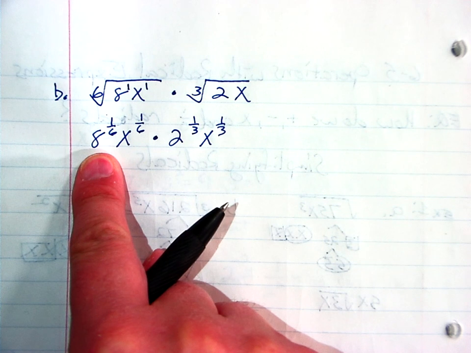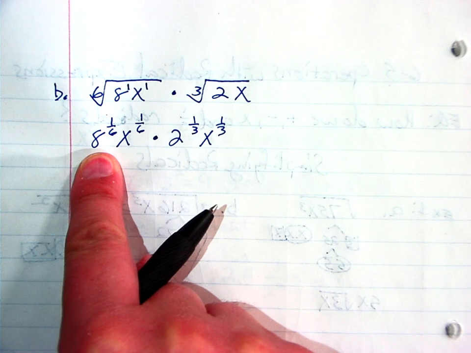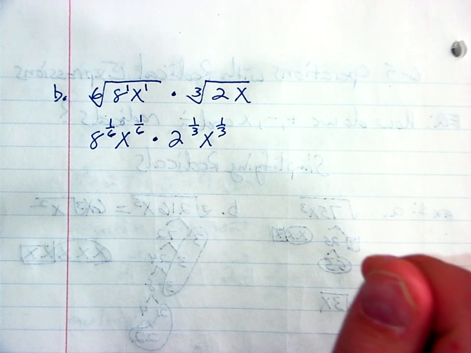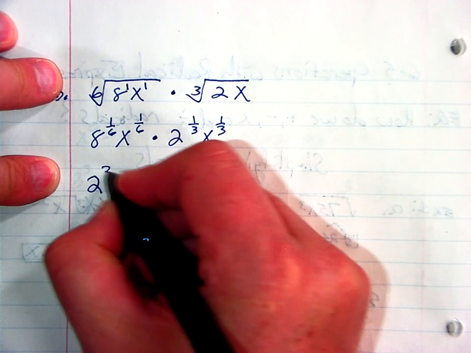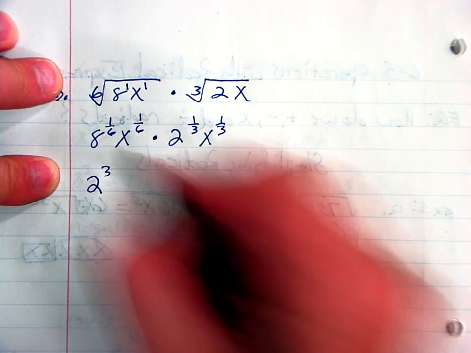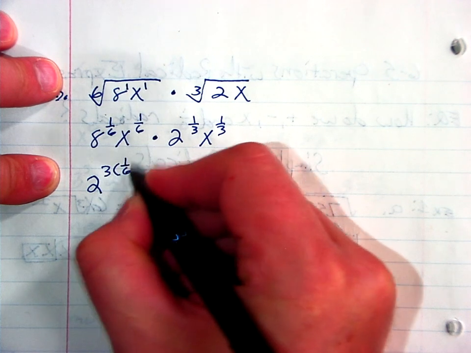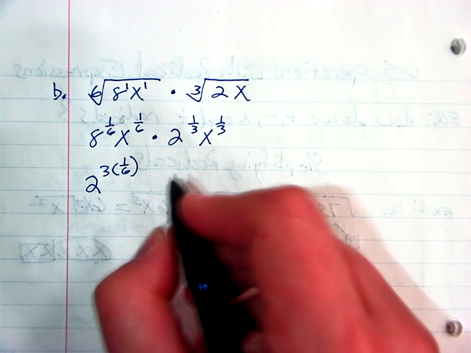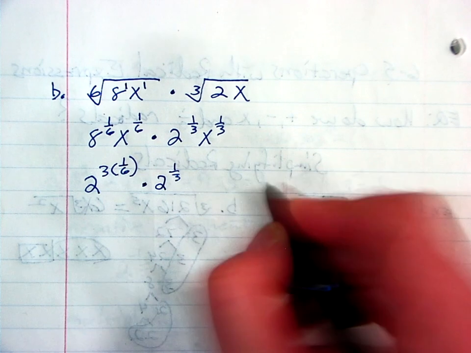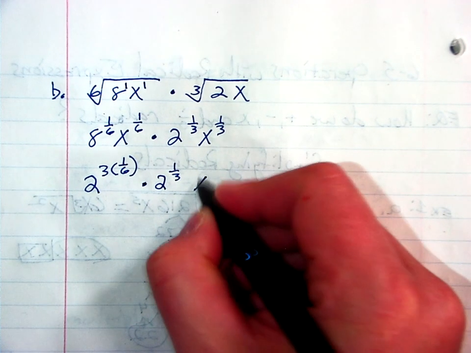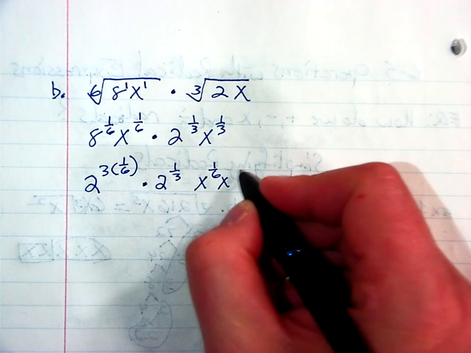Can I write 8 as a base of 2? Yes, because 2 times 2 is 4, times 2 is 8. So 2 cubed is the same as 8. But what we need to do now is, we're going to be raised to the 1/6, times... I'm just going to line up our numbers and letters. Can we put the 1/3 in parentheses too? You can, but you don't have to.